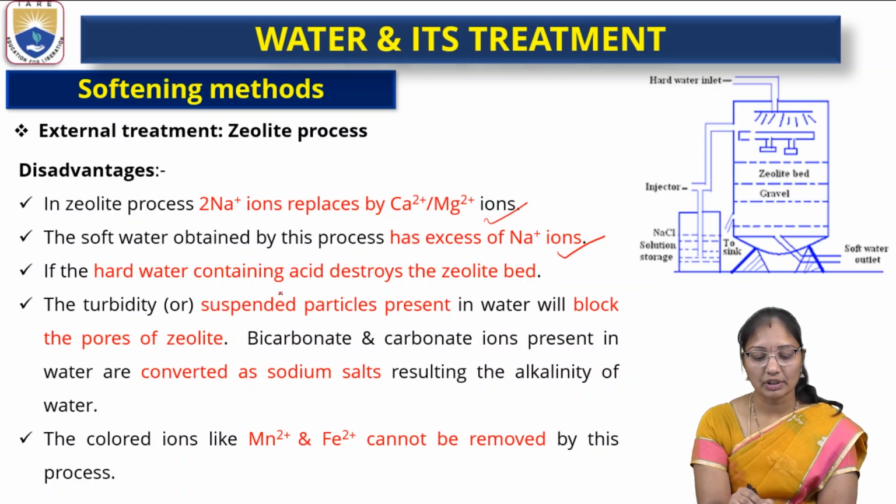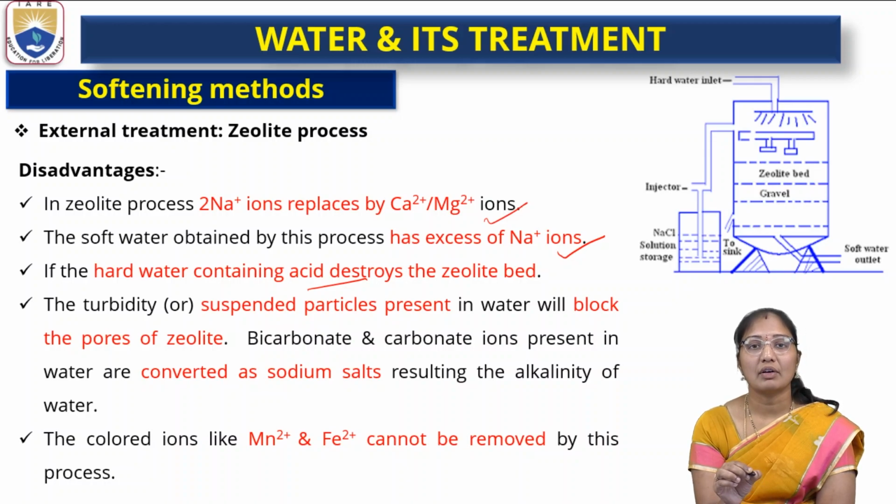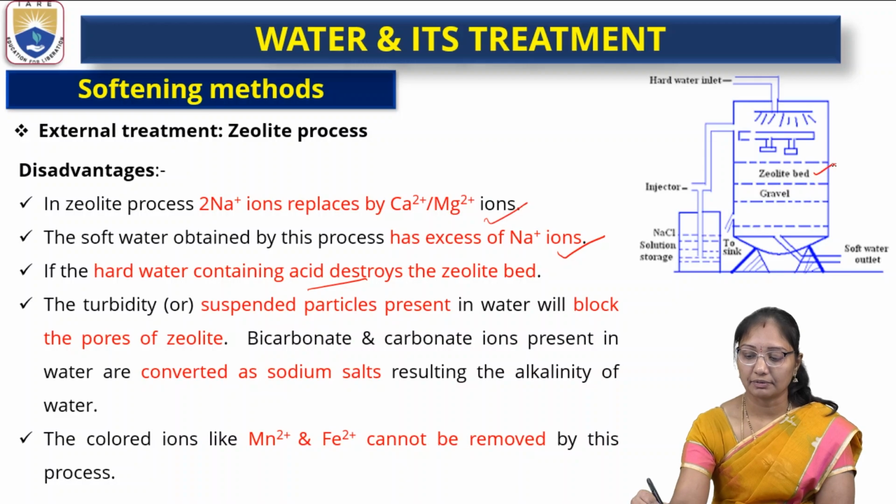If the water which we are using for filtration is acidic, there is a chance of destroying the zeolite bed, because in this apparatus the water should first filter through the zeolite bed, followed by gravel and then sand. So there is a chance of spoiling the zeolite bed here: zeolite, gravel and sand. So when it enters, if it is acid water, it will get spoiled.